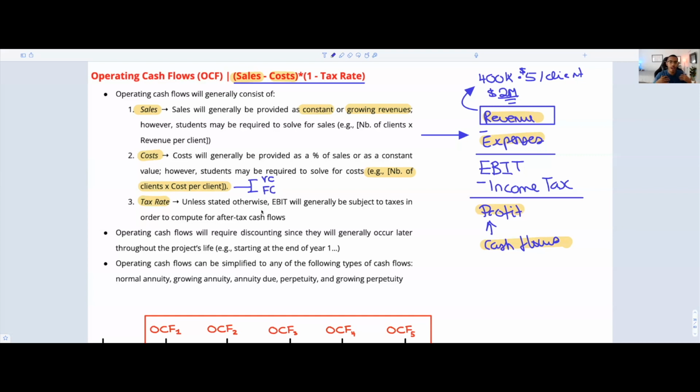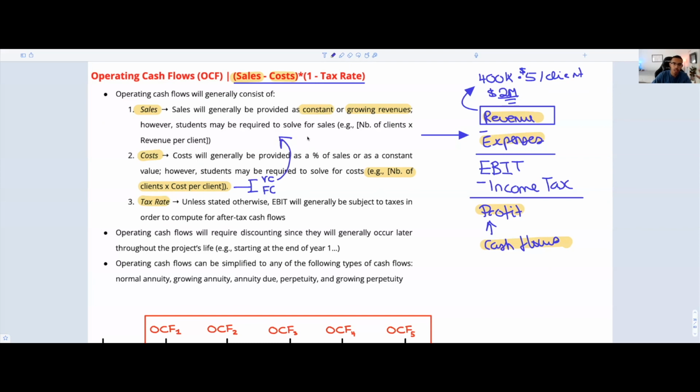Now, if you're ever given a question in which you have variable costs, so for example, the cost of acquiring a client, then you have fixed costs, and in the question they may say, I don't know, the cost of your office every single year is 100 grand, okay? So you may have two different costs, variable costs and fixed costs. Variable costs, if I were you, I would always mix them in your sales. So what do I mean by this?